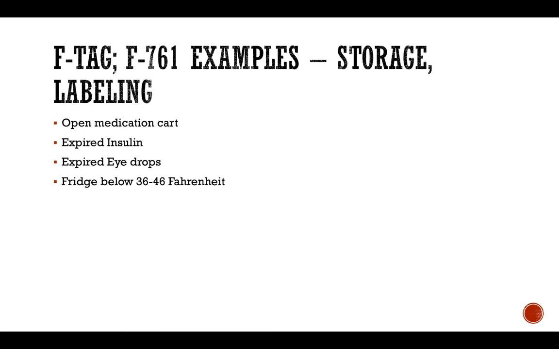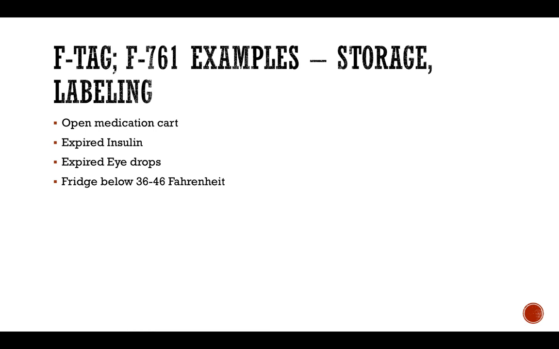F761 examples. So we've got storage and labeling. That's that requirement or deficiency potential. So storage, open medication cart. This is definitely something I've come across quite frequently when consulting at long-term care facilities. Expired insulins, that's something I've seen all the time at facilities. So staying on top of that can keep you out of that trouble. Expired eye drops, another example there. I mentioned that Xalatan example as having special storage requirements.